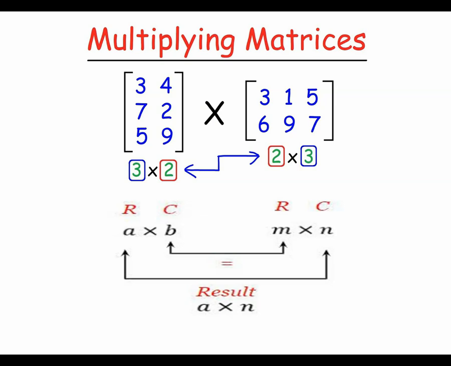Okay. Now, first of all, you need to remember whenever we perform matrix multiplication, there is one condition you have to check for. And what is that condition? The condition is that the columns of the first matrix should be equal to the number of rows in the second matrix. This is the condition. Alright.